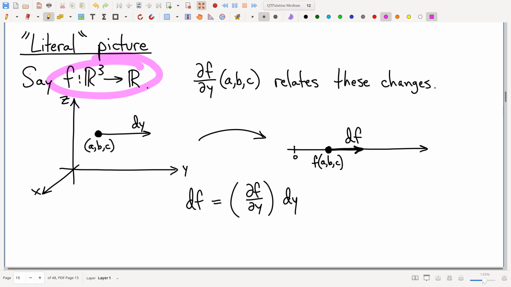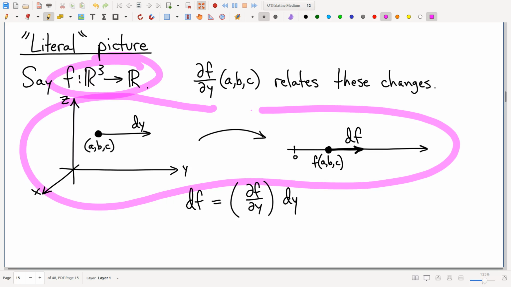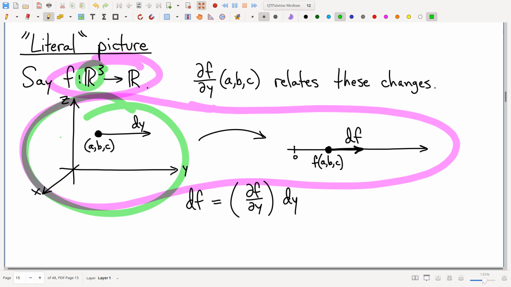Okay, but what I can do is I can draw this literal picture, what I like to call the literal picture. That being where I just very literally, R3, there's R3. And my target is R, cool, there's my target, it's R. I'm just literally drawing exactly what's happening.